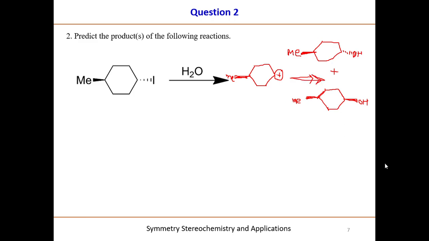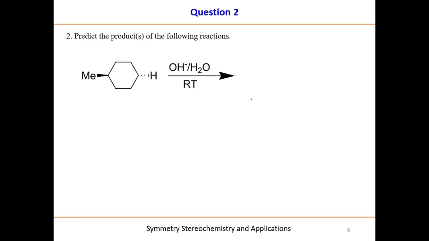And this is the intermediate. Correct? I hope this will be clear to you. Now let's do the third example.